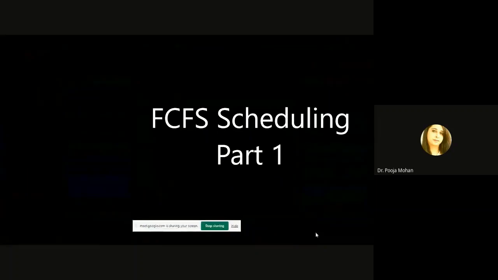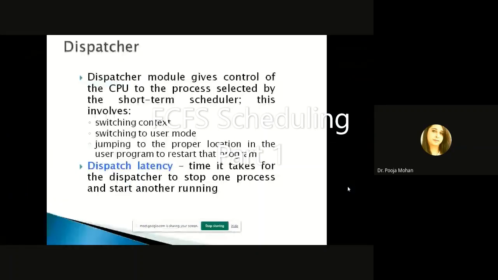Lecture about CPU scheduling. Now there is one term, dispatcher. What is a dispatcher? Basically, the dispatcher is a module which gives control of the CPU to the process selected by the short-term scheduler. So the job of the scheduler is to select the process for execution.